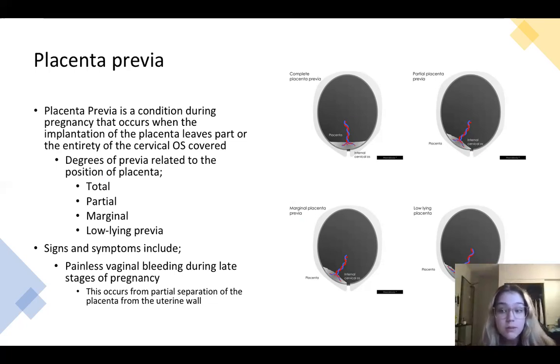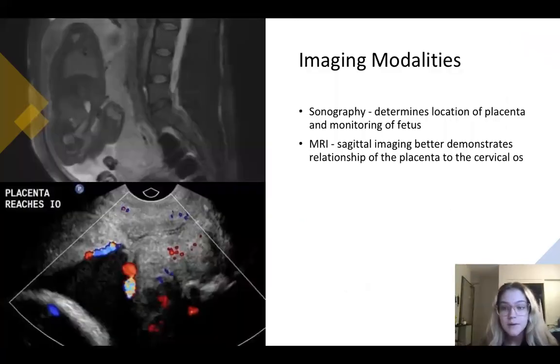Due to the partial separation of the placenta from the uterine wall, painless vaginal bleeding will occur in the later stages of pregnancy. Most cases of placenta previa will be diagnosed at the routine sonography appointments. Sonography can determine the location of the placenta and it monitors the fetus. Sagittal MRI imaging is not usually required, but can provide further information on the location of the placenta.